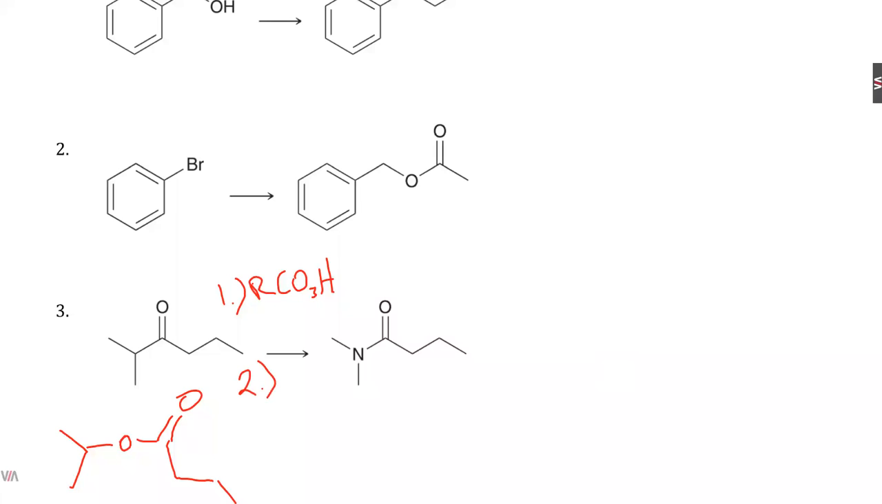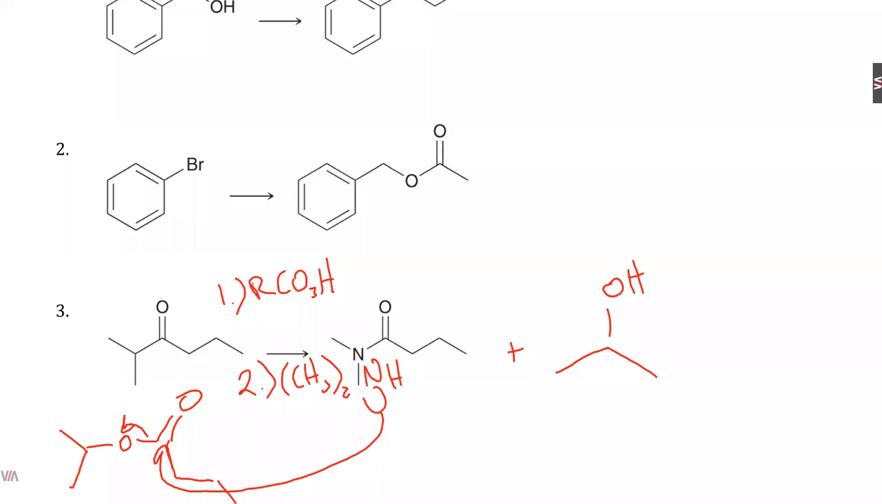If you take the product from step one, you just expose it to (CH3)2NH, then you get the nitrogen acting as the nucleophile attacking here, kicks off the alcohol. You wind up making your product plus isopropyl alcohol. Again, the trick there was remembering the Baeyer-Villiger oxidation. Once you have this ester, figuring out how to get to the amide is not so tricky. It's at least something we've been practicing. Remembering that oxidation is the tricky part.